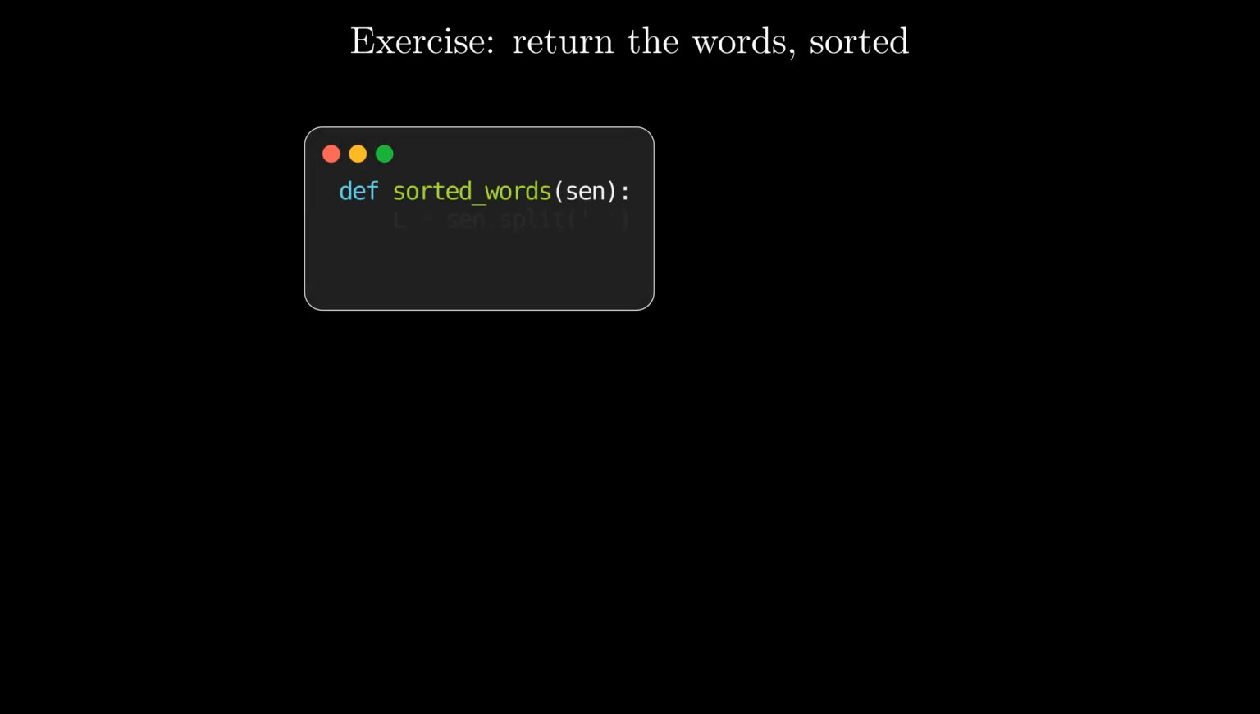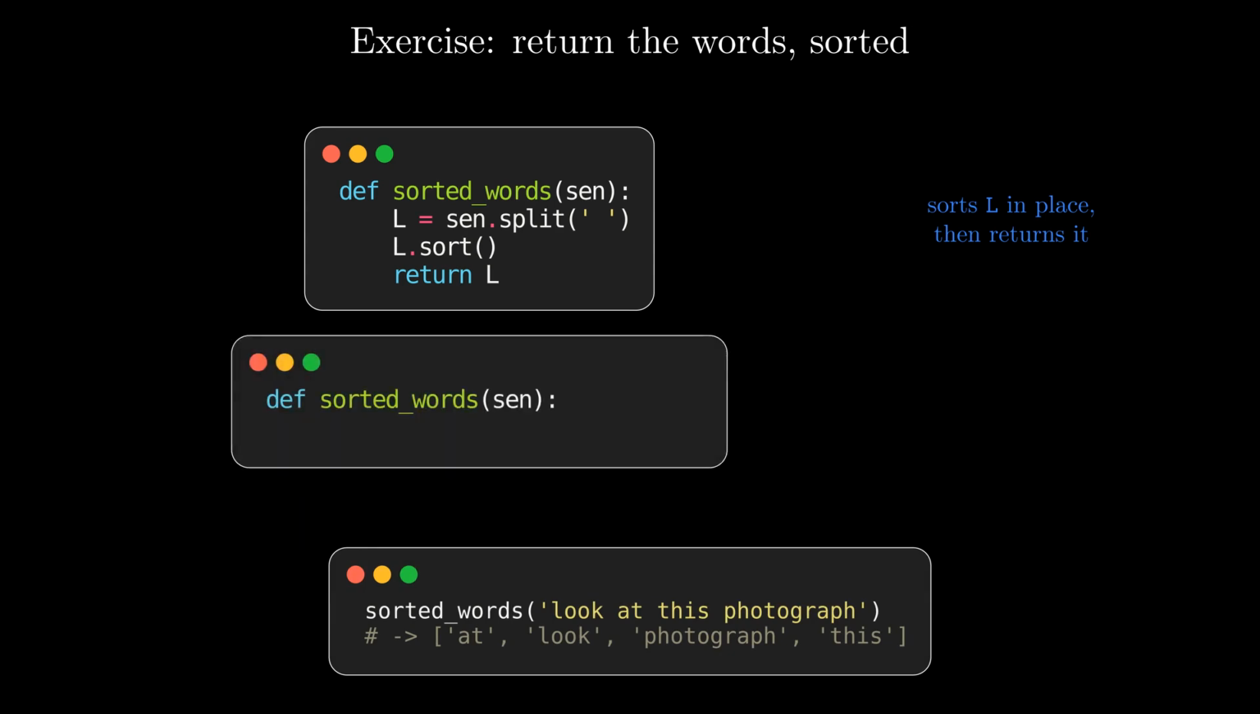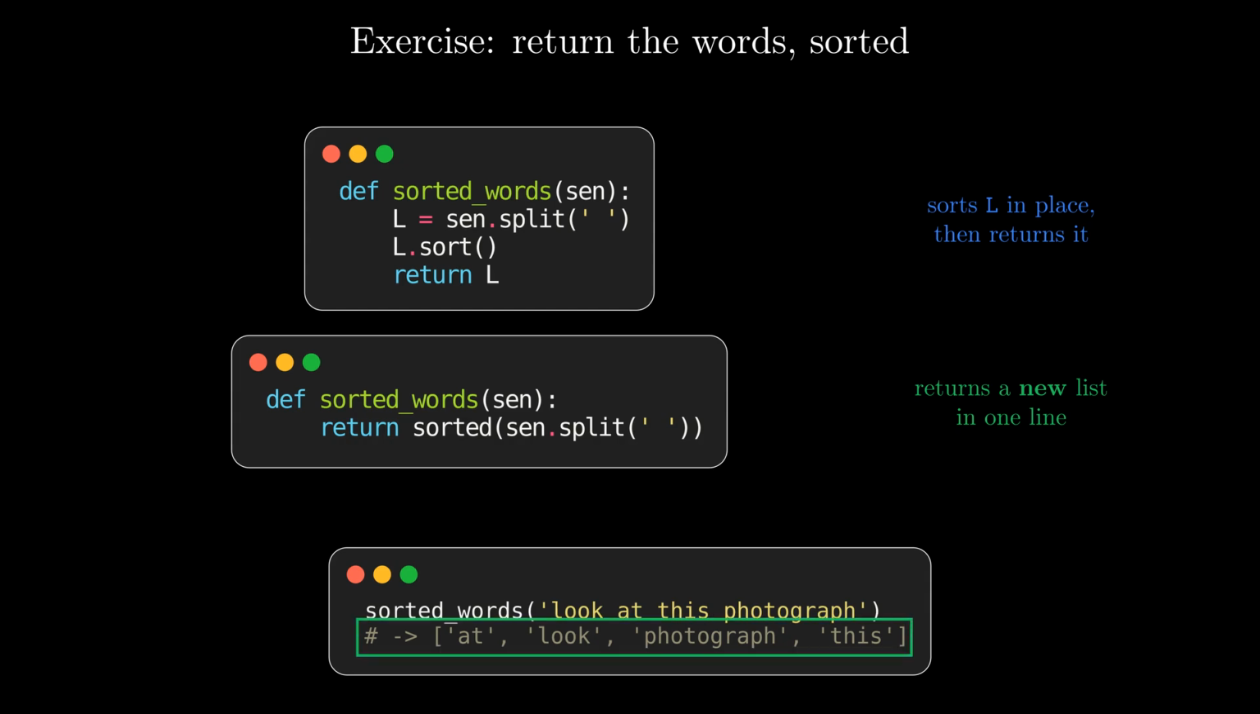Let's put this to work. Write a function that takes a sentence and returns its words in sorted order. Take the parameter sen, split it on a space to get a list of words, then produce the sorted result. One version sorts in place. Split the sentence into the list L, call L.sort() to rearrange L, then return L. For the sentence "look at this photograph", that returns at, look, photograph, this, alphabetical. The second version is a single line, return sorted(sen.split()). Because sorted builds and returns a new list, you can return it directly. Both give the same answer.